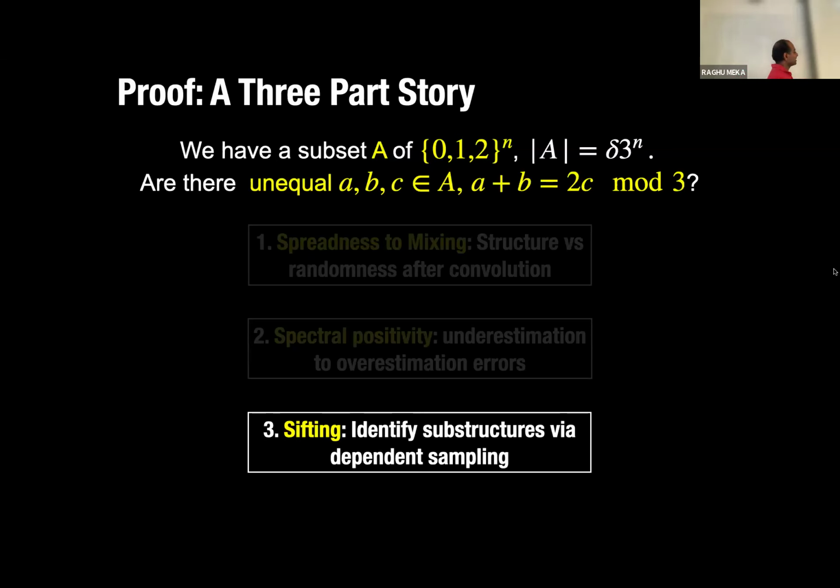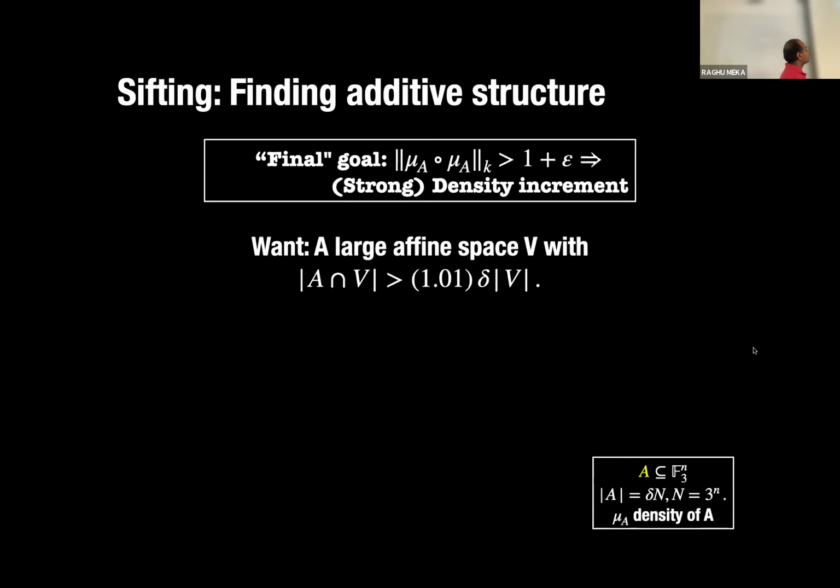Okay, so let's do this last piece. So where are we? What stage of this entire process are we at? Our final goal is to say that if my difference convolution k-norm is big, then I can do density increment, meaning I can find a large affine space where my relative density is a constant factor.